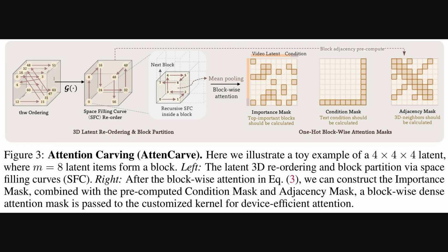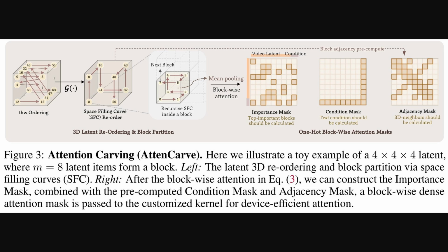Okay, so building on that idea of reducing token interactions, this next figure dives deeper into one of Jenga's core techniques called attention carving. On the left, it shows how the model first takes the 3D video data, which are called latents, essentially the intermediate learned features of the video, and reorders them. It uses what's called a space filling curve, a smart method to arrange these 3D data points into a 1D sequence, helping to keep nearby elements together. Then, these reordered latents are grouped into blocks.